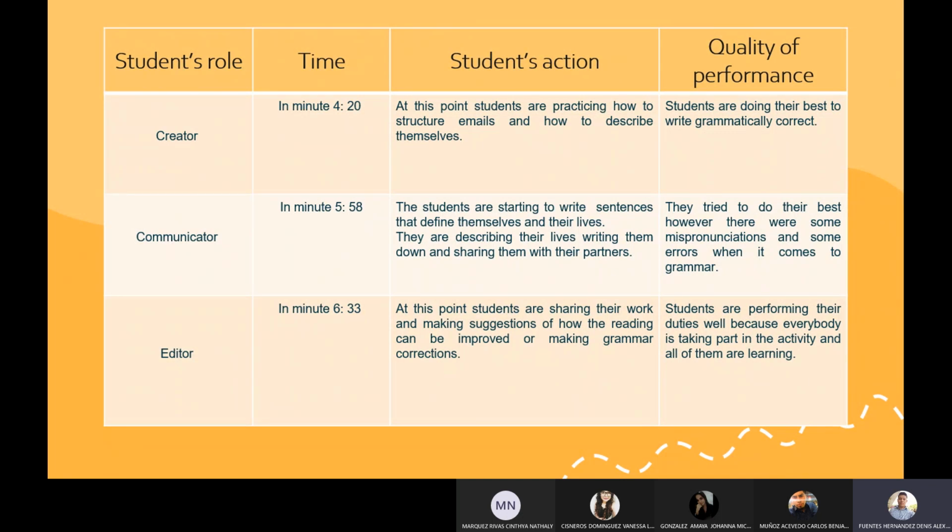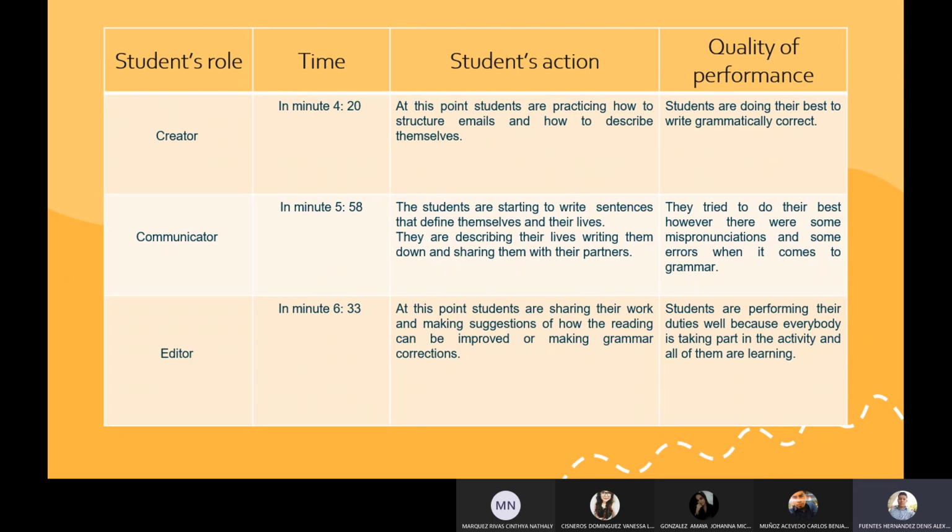And I think this is the role of creator, because they are bringing something that they have in their hand, or had, into life, into that specific time. So I think that they are playing the role of creator and they are doing their best to write grammatically correct.